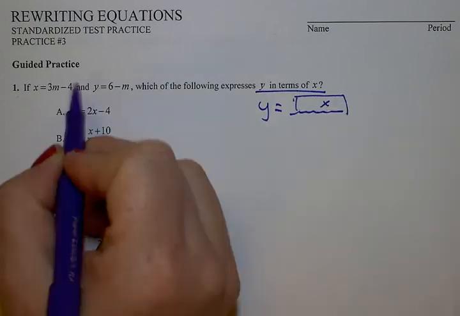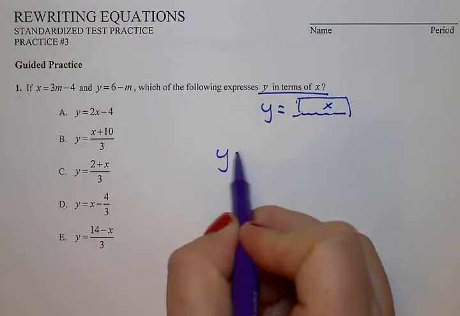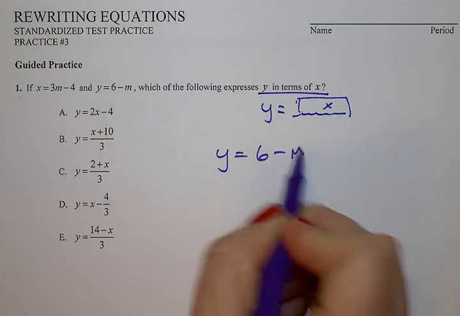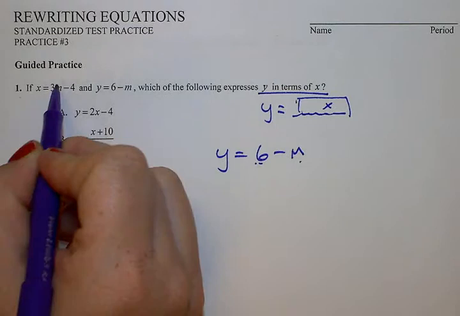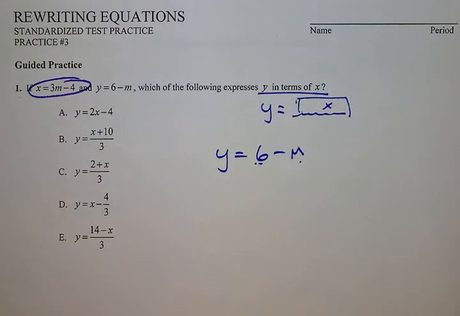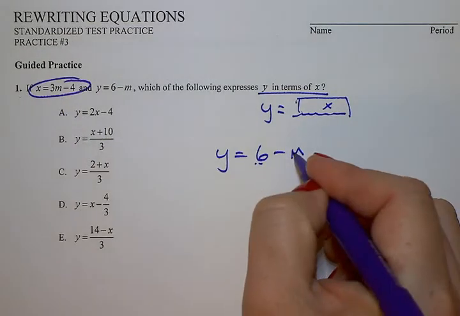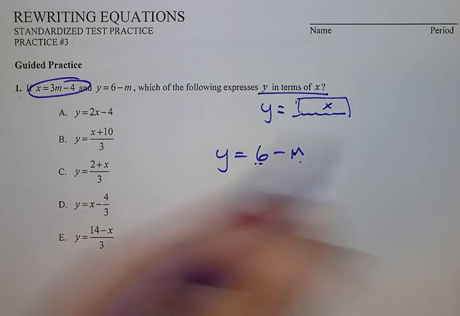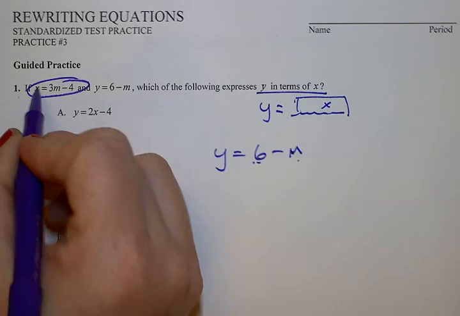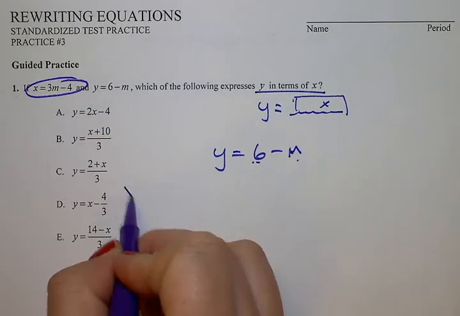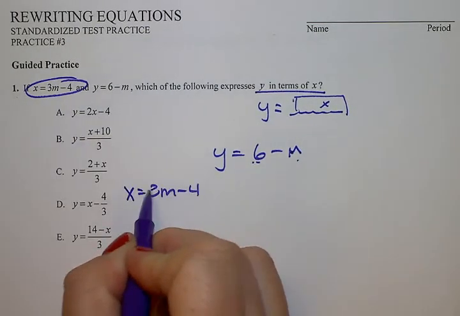So I'm going to start with the second equation. And although it has y equals, there's an m over here and there is not an x. So if I go to the first equation, I want to find a way to remove the m and replace it with an expression that has x. So in this first equation, I'm going to solve for m.